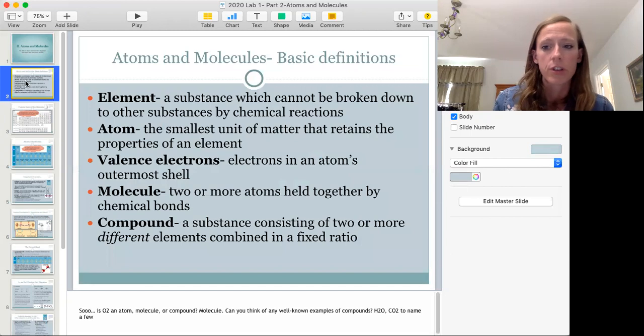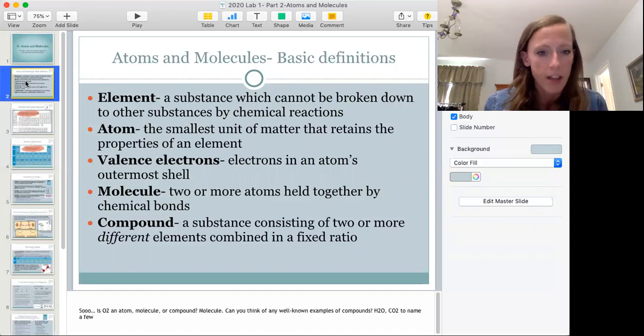Before we progress further, I do want to make sure that we're all on the same page as far as some of our basic definitions, so that we're all caught up on what the terminology I'm using means. So first, an element is a substance that cannot be broken down to other substances by chemical reactions. You're probably by this point familiar with the periodic table of the elements. This lists all the elements, and they make up all of matter, okay? An atom, then, is the smallest unit of matter that retains the properties of each specific element, okay?